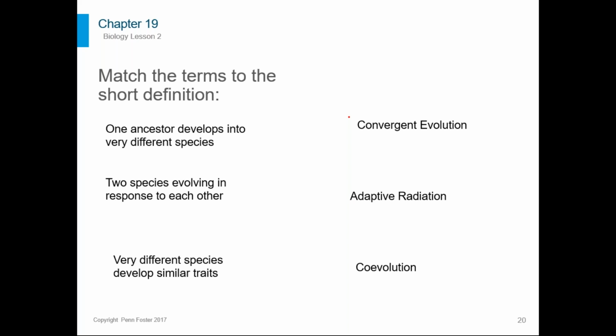But one ancestor develops into very different species. That's adaptive radiation. Two species evolving in response to each other, coevolution. Okay, so it's like flowers and hummingbirds. As the flowers get bigger, the hummingbirds' beaks get longer. How about very different species develop very similar traits? That's convergent evolution.